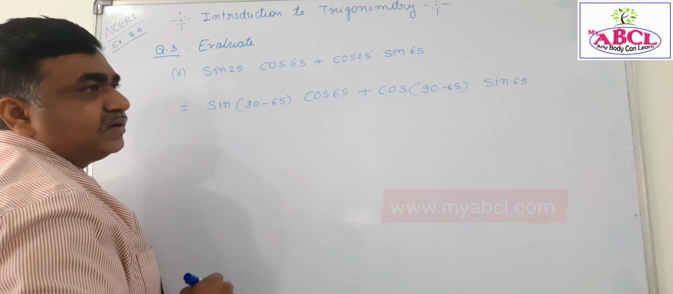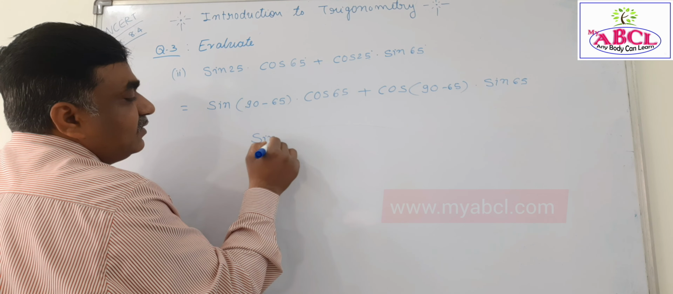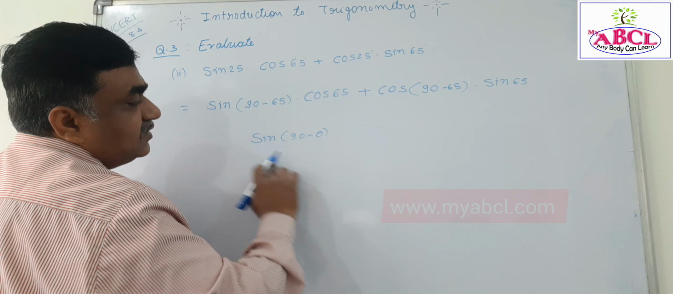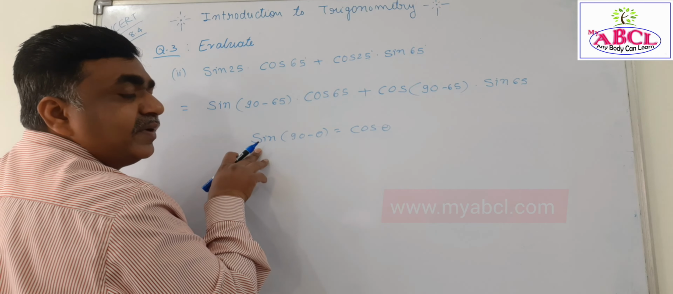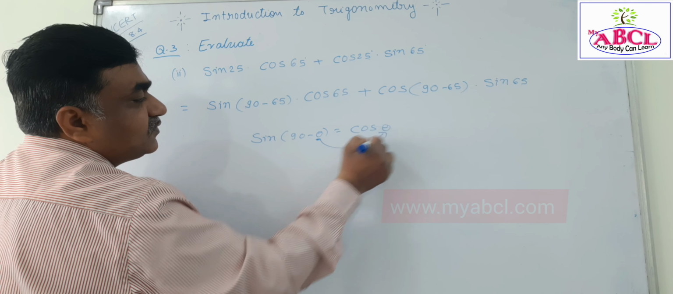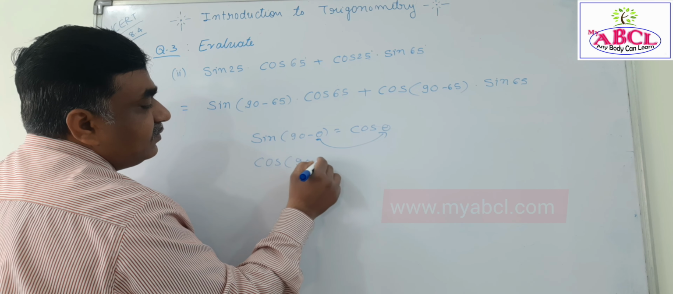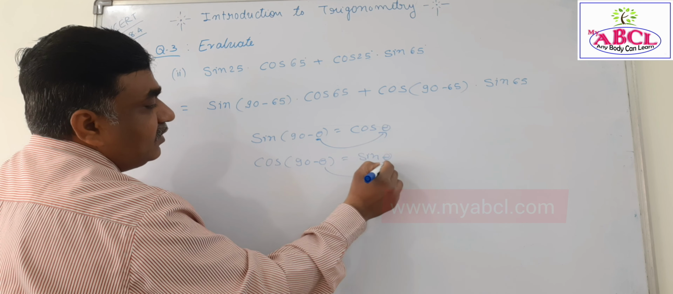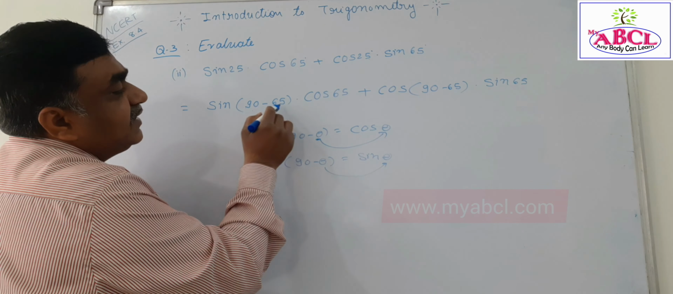And as you know, what is the complementary angle of sin? If I say sin (90 minus theta), it is equal to cos theta, so we can say that the complementary of sin is cos, and only theta will be there with the cos. Same way, cos (90 minus theta) is sin theta, only theta will go there.